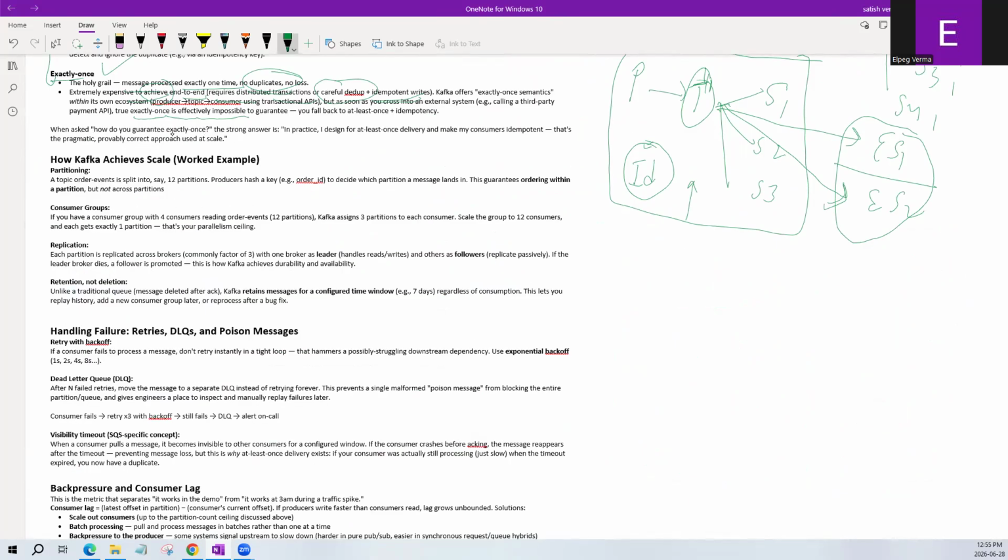When an interviewer asks how you guarantee exactly once, the answer is: I design at-least-once delivery with an idempotent consumer. That's the pragmatic, provable, correct approach. We always use this in our production as well.